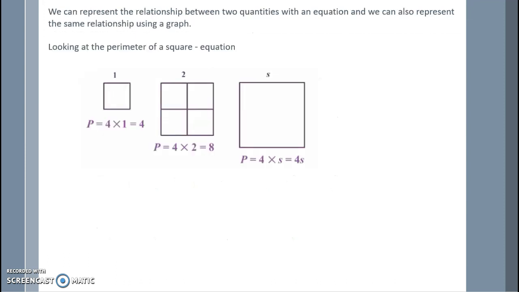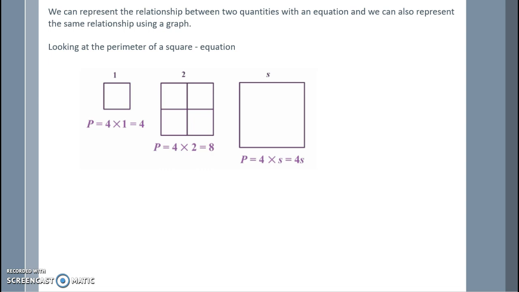We can represent the relationship between 2 quantities with an equation, and we also can represent the same relationship using a graph. Look at the perimeter of a square and take a look at its equation. Knowing that in a square all 4 sides are equal, a square with a side of 1 would have a perimeter of 4 times 1, or 1 plus 1 plus 1 plus 1.